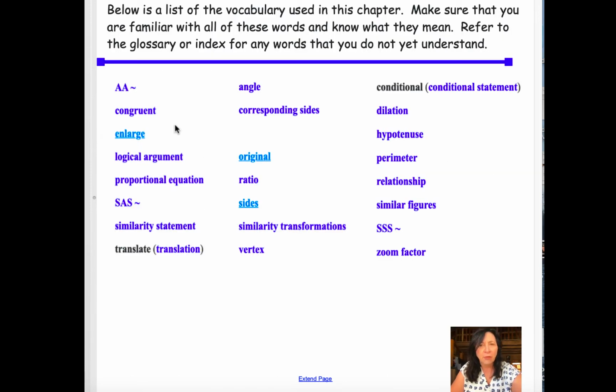Below is a list of vocabulary words used in this chapter. So make sure that you go through these words and that you can identify what they are and you can define them because they are all from this chapter. You will see something like that on the test.